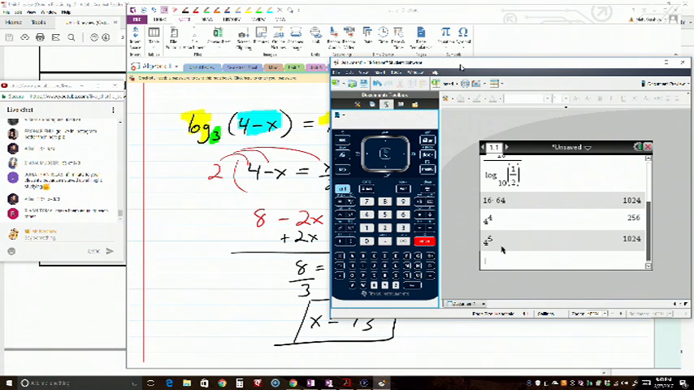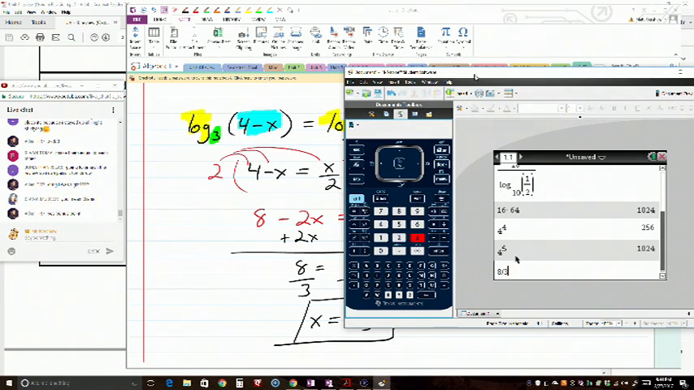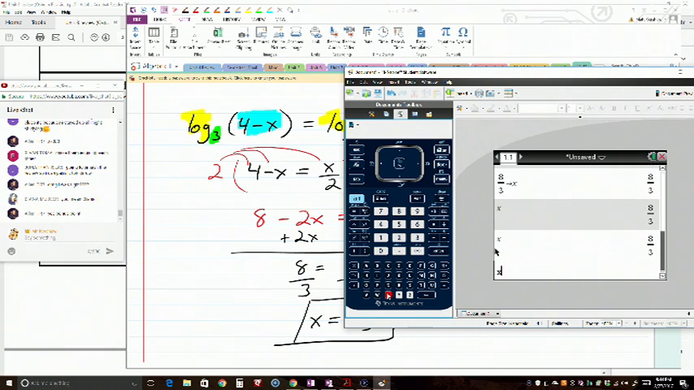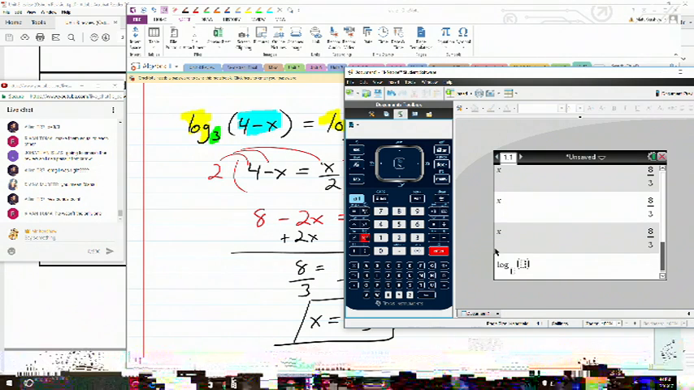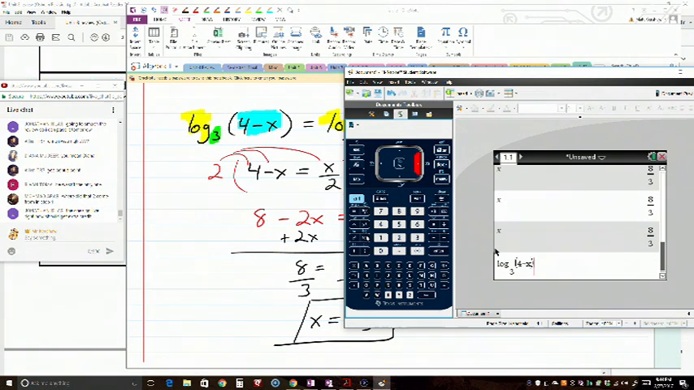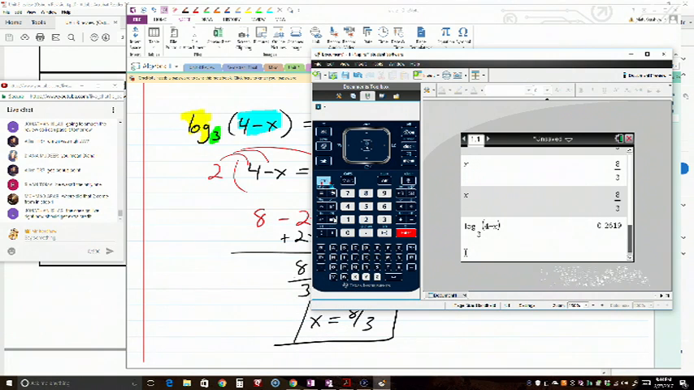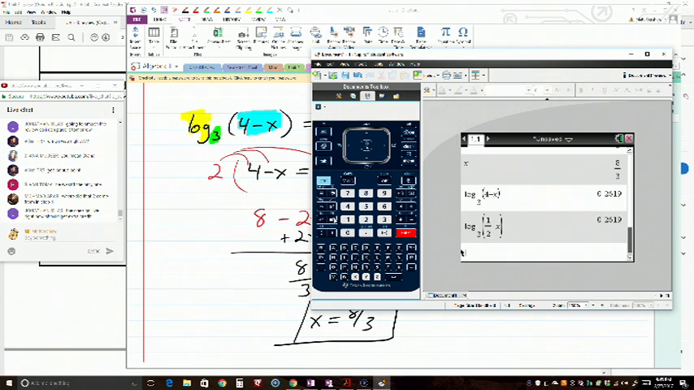Check our work. And so since I think the answer is 8/3, we type in store x. So now the calculator thing. And so here we're going to type in log base 3. So the base is 3. 4 minus x. I'm just going to hit enter. And I get 0.2619. And now I'm going to check the other side. The log base 3 of 1/2 x. Log base 3 of 1/2 x are equal, the same, so 0.2619.